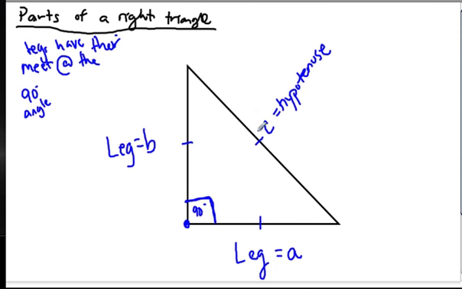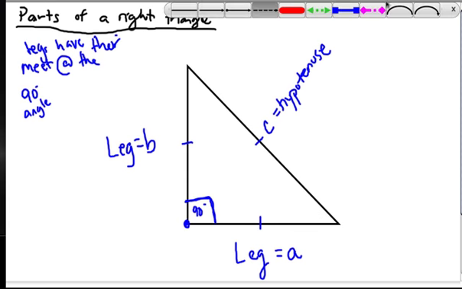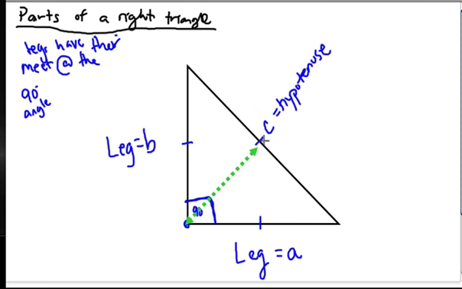Well, it's the only side left, first of all, but also I think of it as being the side that's across from the 90-degree angle. So here's the 90-degree angle, and if I draw an arrow that goes up to this side, I have the hypotenuse. Those are the parts of the right triangle.